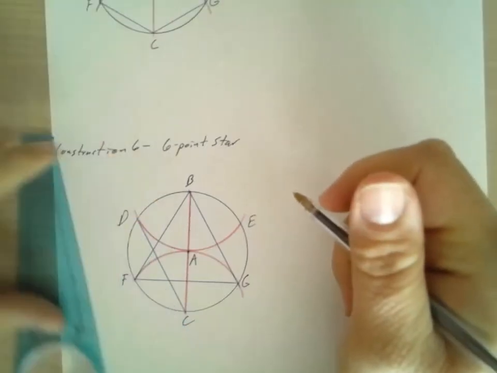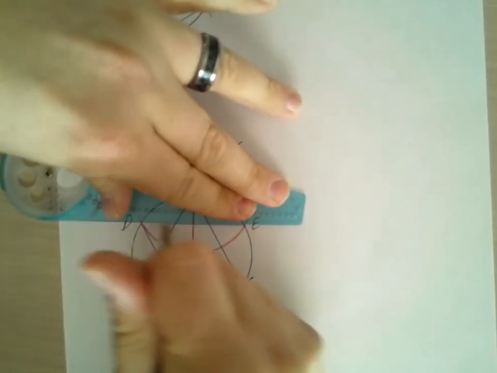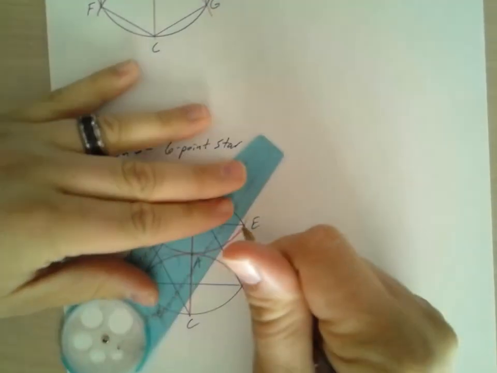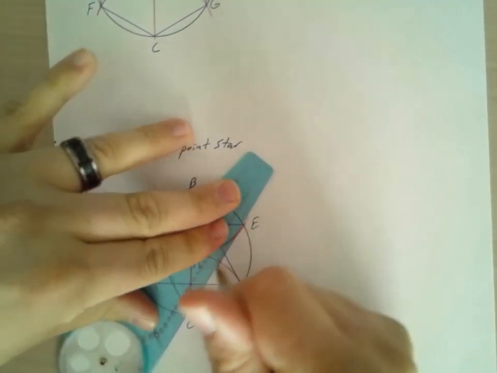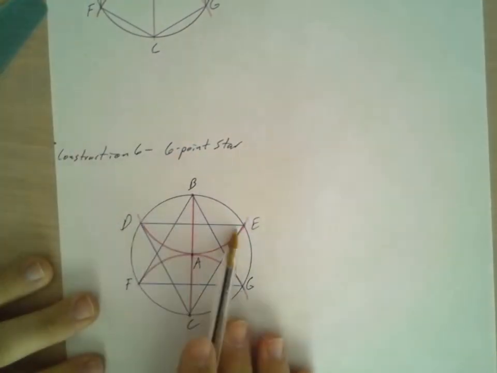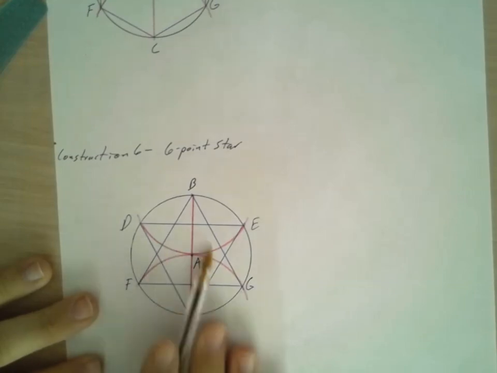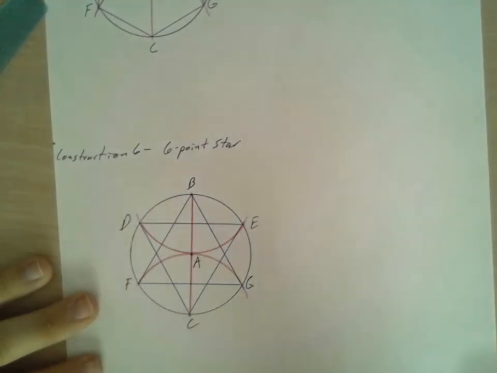So C to D, D to E, and then from E down to C. And what you notice is we have 6 points on the star, and in here, of course, you have a hexagon inside it, but this is a 6-point star, all the vertices on the circle.